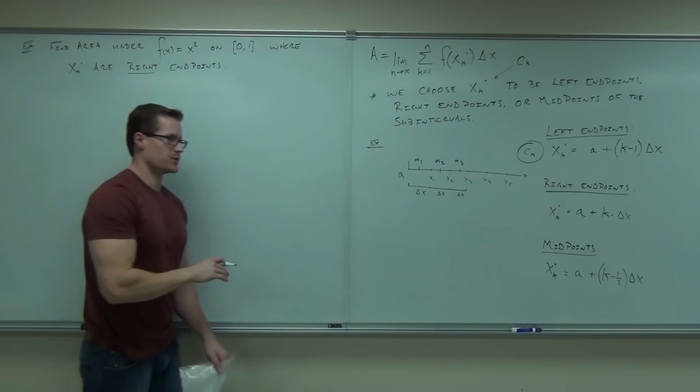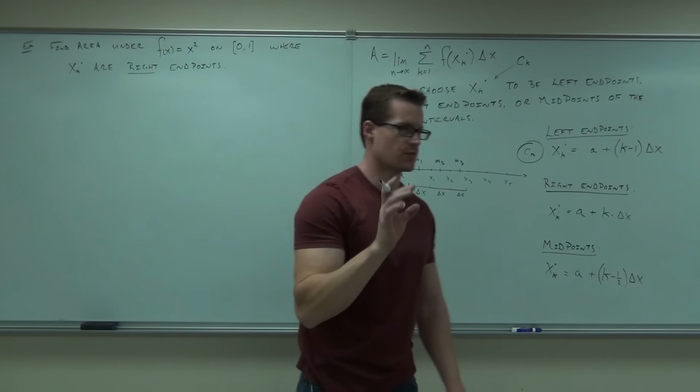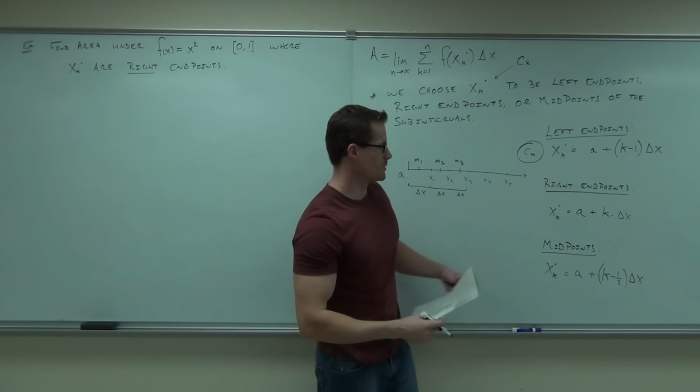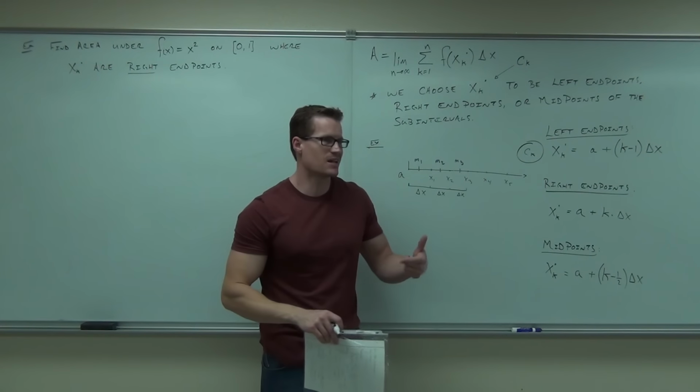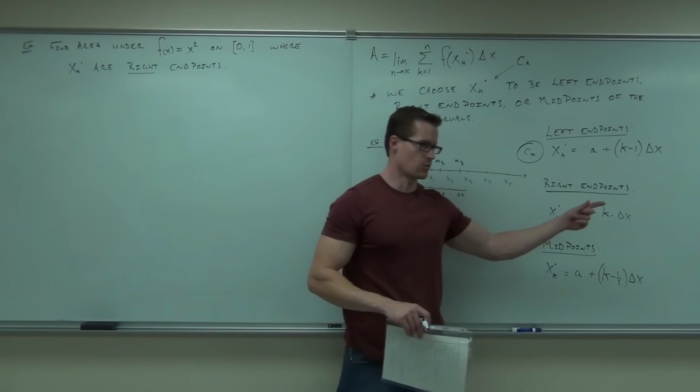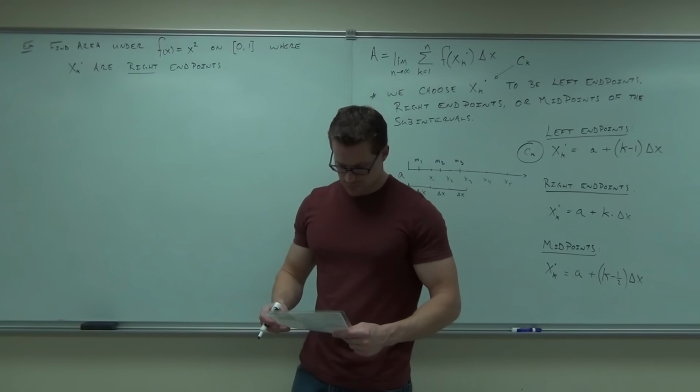Again, it doesn't matter when you're taking a limit, because n is going to infinity, it's all getting squashed anyway. I would say right endpoints tend to be the easiest for me. So I don't have to deal with this, I don't have to deal with that. Just pick right endpoints.